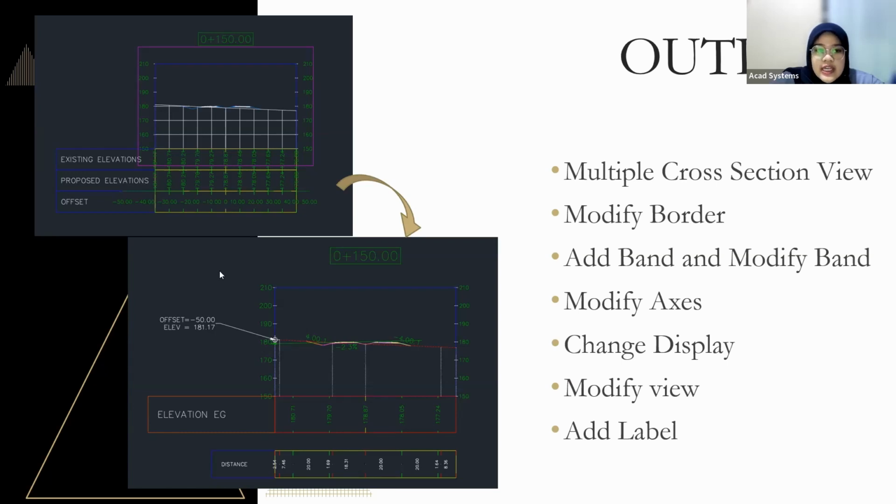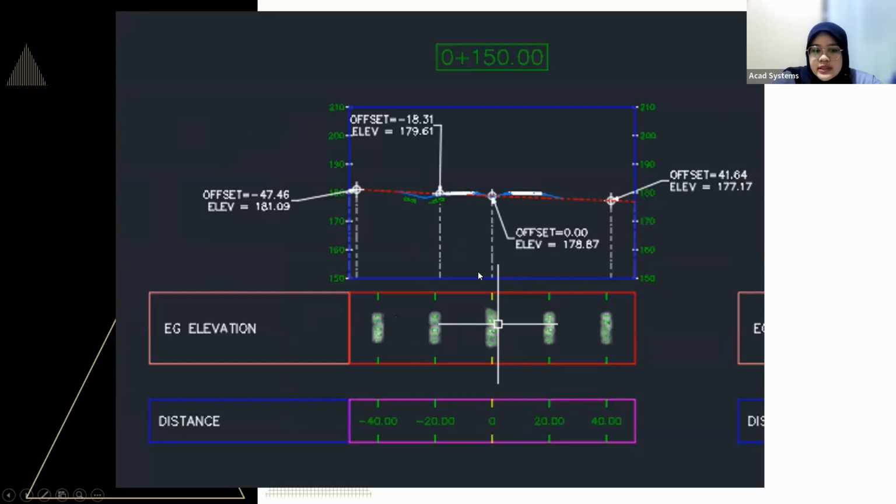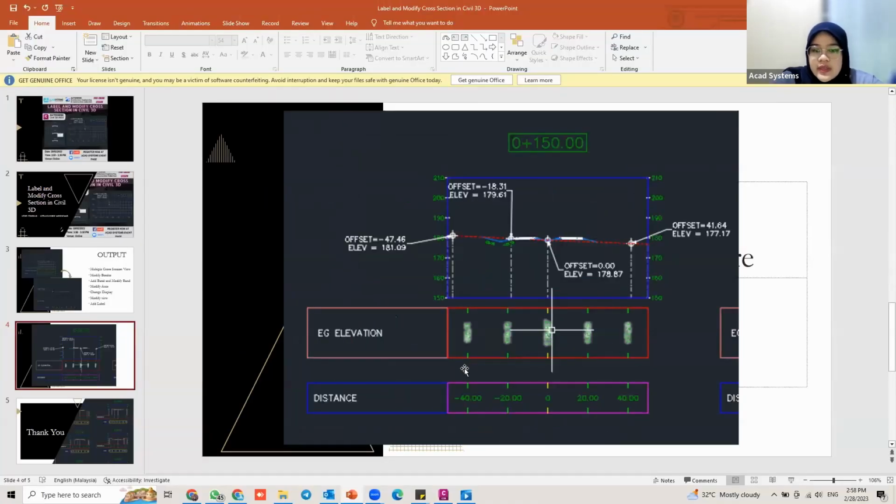Okay, as you can see, here is an example of our output today. We're going to change this ordinary setting of cross section to the one that we want. I want my cross section to look like this. Let me share my other slide. Okay, here, this is what I want. There will be the EG elevation and also the distance value. So without wasting any time, let's get to our Civil 3D.